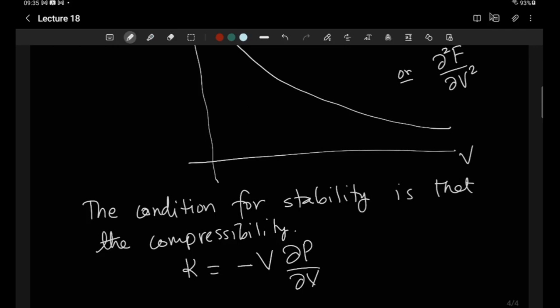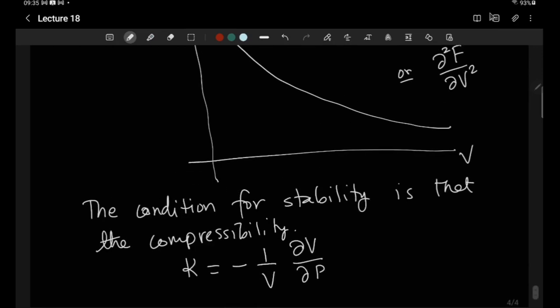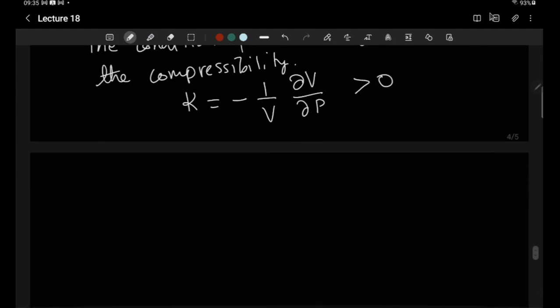See, I got it all wrong. The inverse of it. Okay. And so compressibility should be greater than 0. That's the same condition as here. Okay.